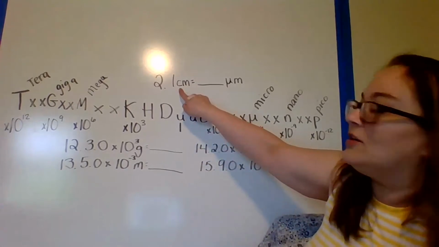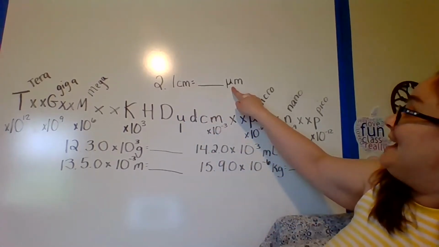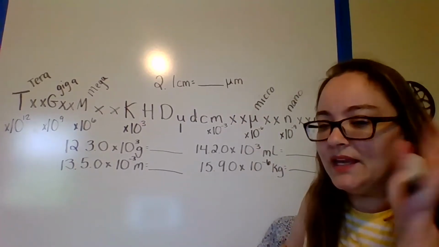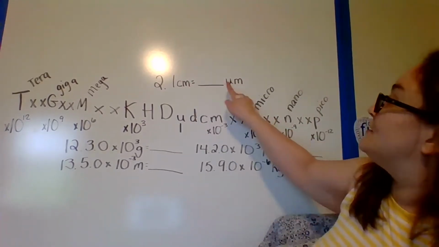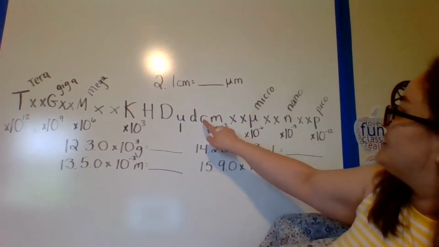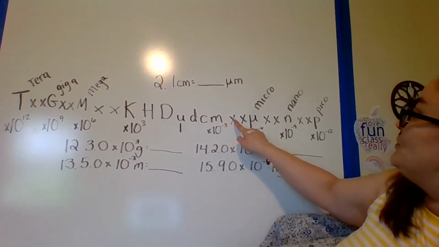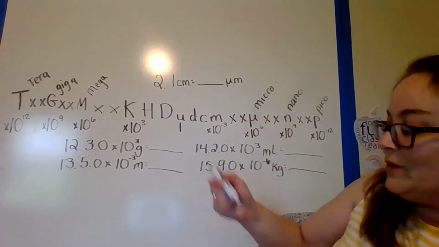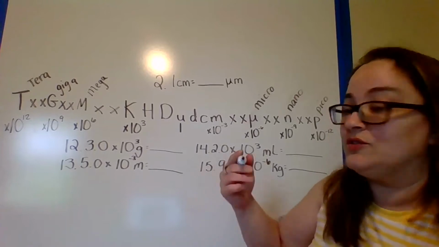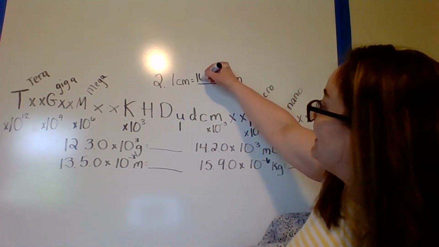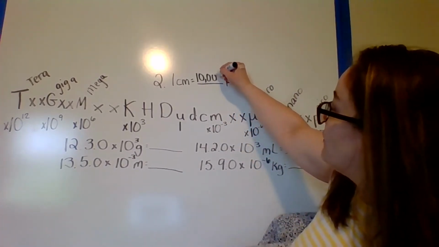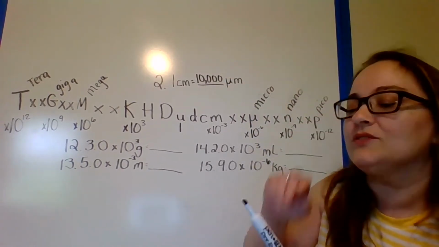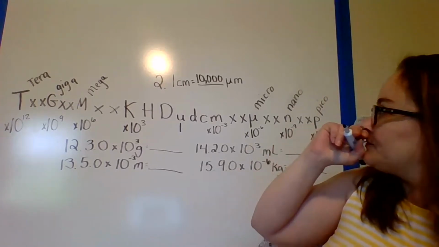So if I start on centi, and I end on, I really should look that up. I should have done that anyway. So starting on centi, ending on micron, that's 1, 2, 3, 4 moves to the right. So we need to add 4 zeros to the 1. So it would be 10,000. So 1 centimeter is 10,000 micrometers, or 10,000 microns.